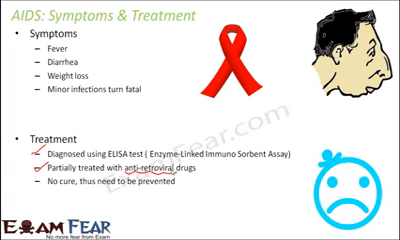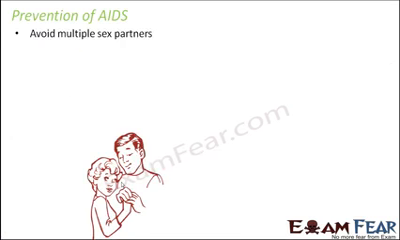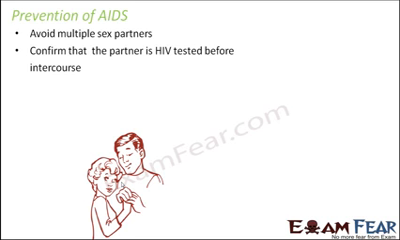So no cure, thus it is very important to prevent it, because we all know prevention is better than cure, and when we know that there is no cure, the only option we are left with is prevention. So let us quickly look at how we can prevent it. Prevention of AIDS: avoid multiple sex partners, because having sex with multiple partners increases the risk of getting AIDS transmitted. That's because not every time the partner will be HIV tested. So if somebody is having sex with say 20 to 30 partners, maybe one of them might be HIV positive.